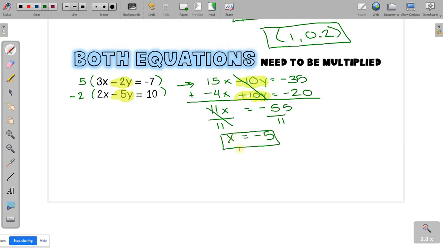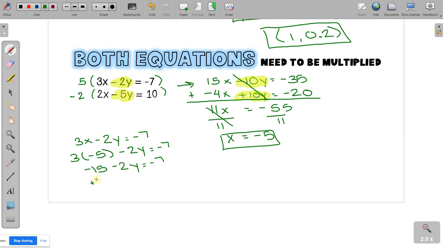Now let's find our y. Let's use the top equation, 3x minus 2y equals -7. Substitute x in, so 3 times -5 minus 2y equals -7. 3 times -5 is -15. Bring down everything else as is.